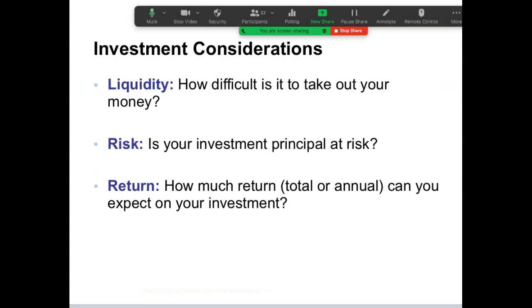All right, so things to consider about your investments. Couple of things. Liquidity. How difficult is it to take out your money? So this is something that can change throughout your life. When you're younger, generally you need most of your cash, or your investments, to be very liquid, because you may not have that much money to save. So liquidity is ease of access.